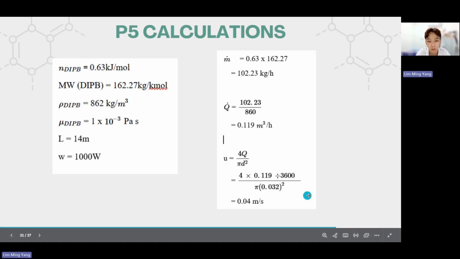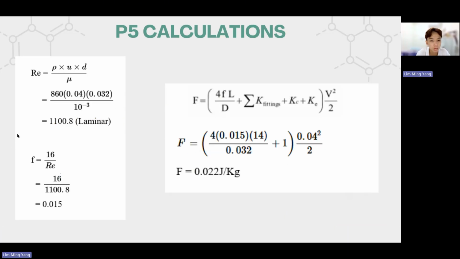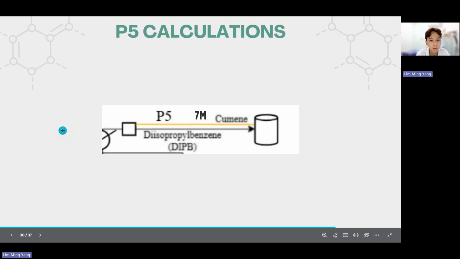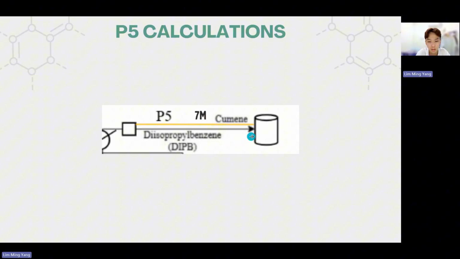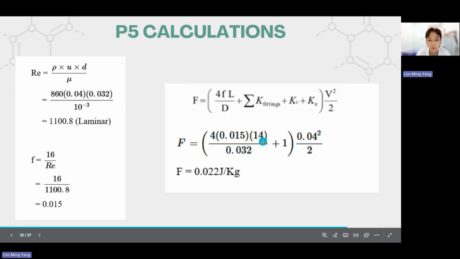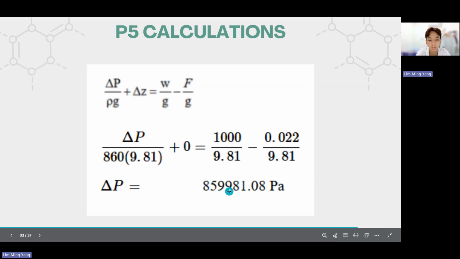We find the velocity is 0.04 because we are using the same pipe, so the diameter is still the same. So for the friction factor, everything is still the same except for the friction loss. As you can see, there are no fittings here, as well as there is a sudden expansion here. So we only add 1 here. So you can find the friction loss. Then by applying the formula to the energy balance, we can get this pressure drop.